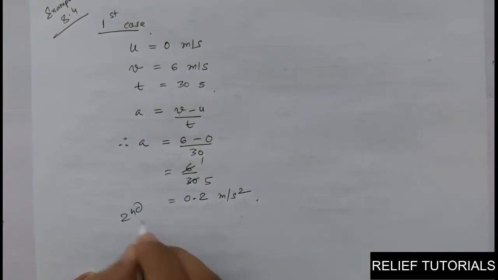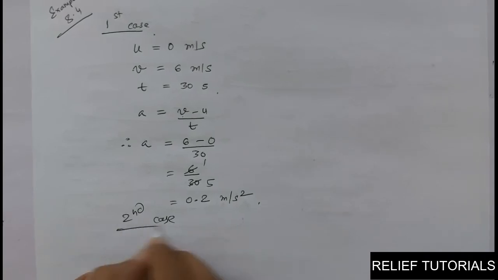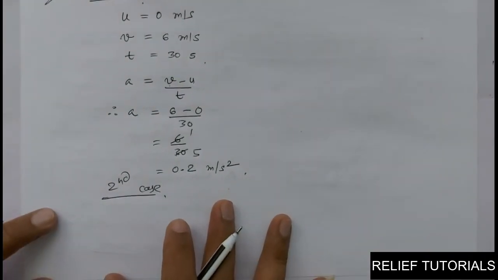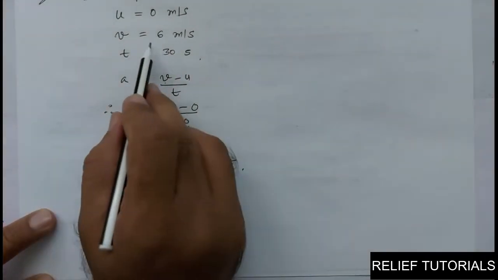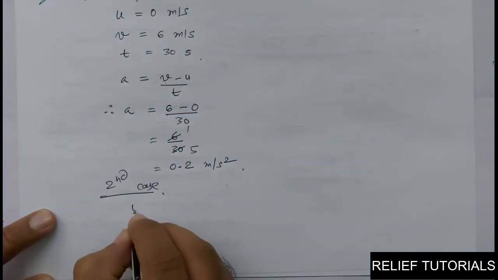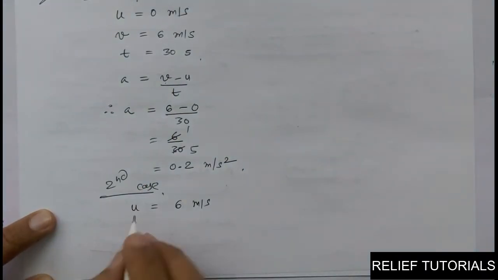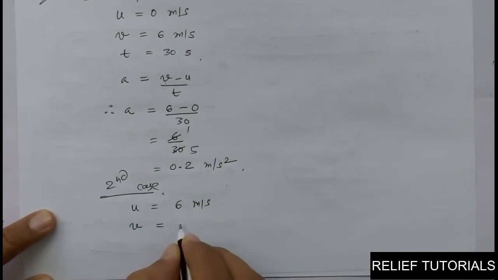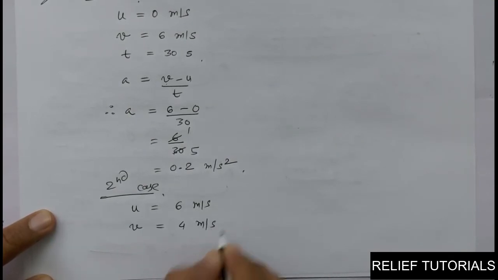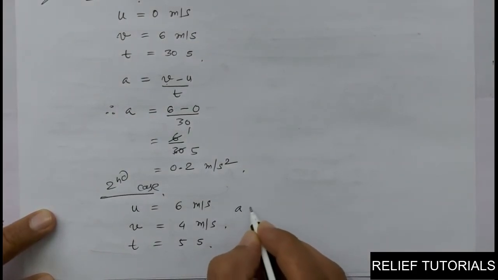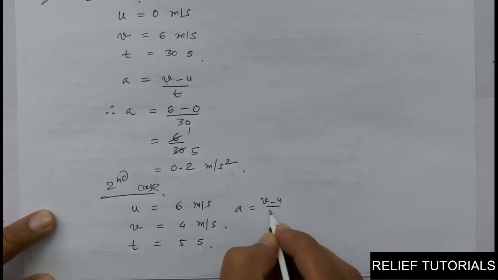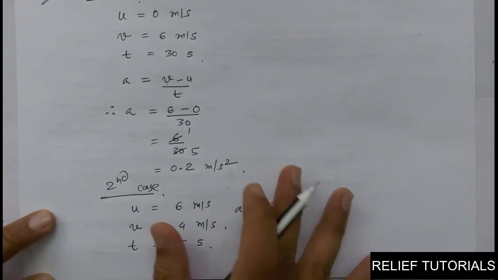Now what is the second case? Now he applies the brakes. He started to apply the brakes when velocity was 6. So here 6 meter per second is the initial velocity for the second case, and final velocity, the velocity comes down to 4 meter per second. It is given in your question, and time required for that is 5 seconds. So a is equal to (v minus u) by t. Are you getting the question or not?